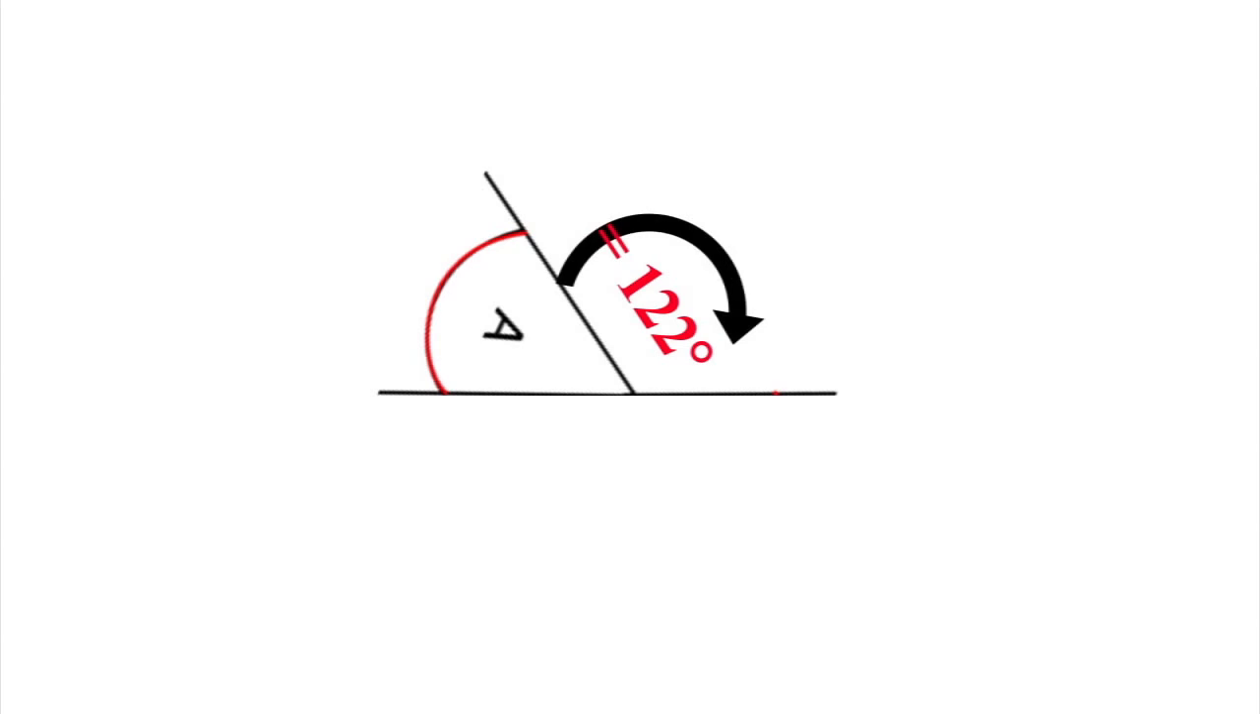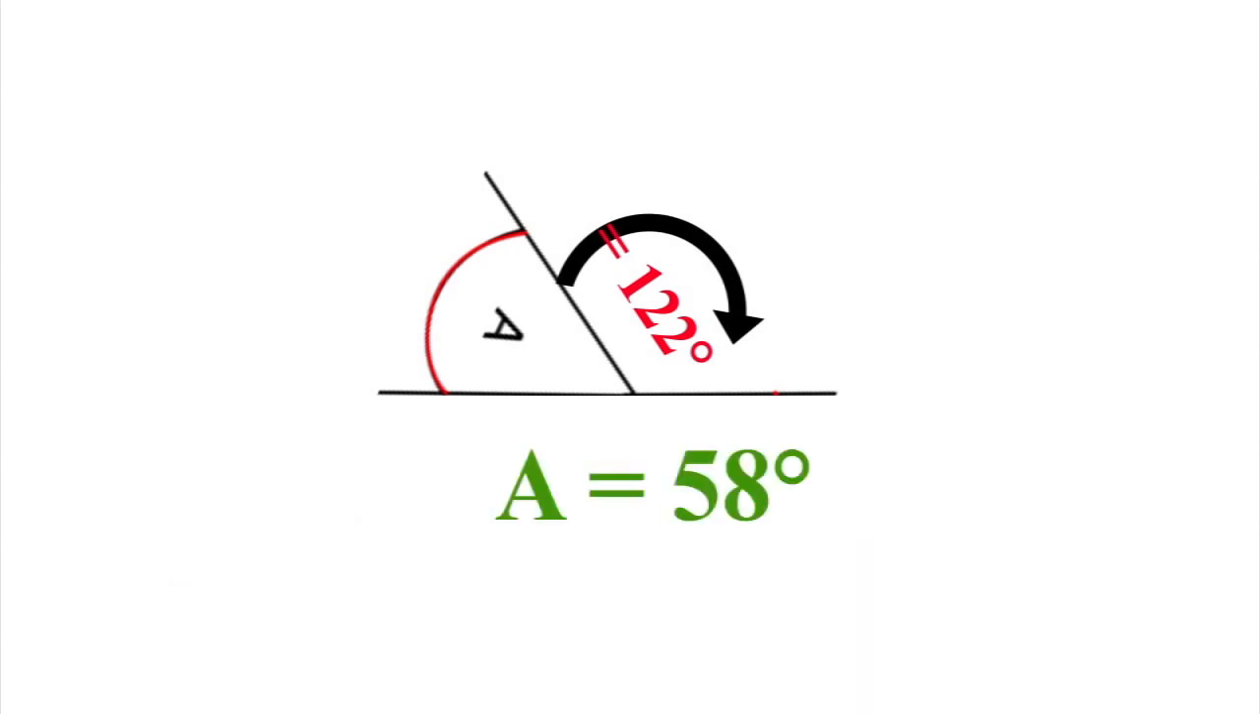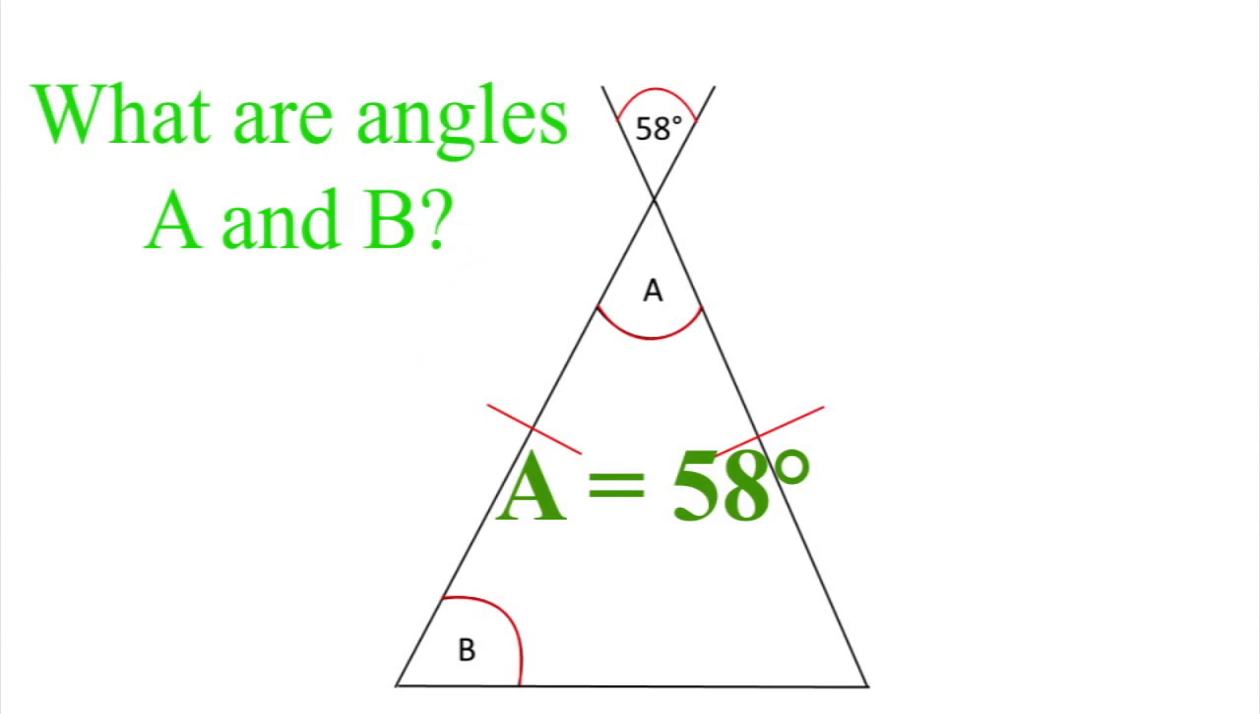So if we take the angle 122 degrees away from 180, that is going to give us the value of the angle A, which is 58 degrees. So there you have it. We have our angle A, which is 58 degrees, just by manipulating the shape of the triangle on the top. So let's now go back to our original full triangle. So we have our angle A here, which is 58 degrees.